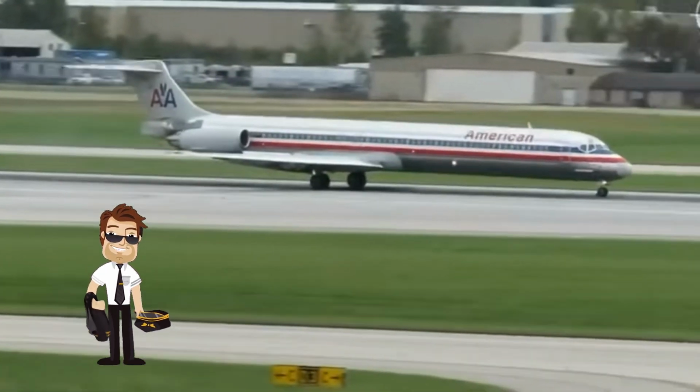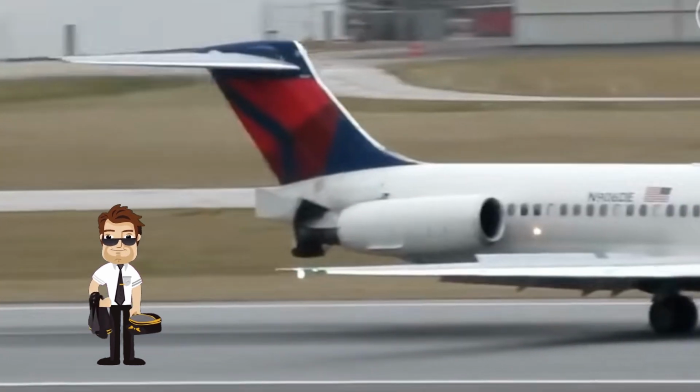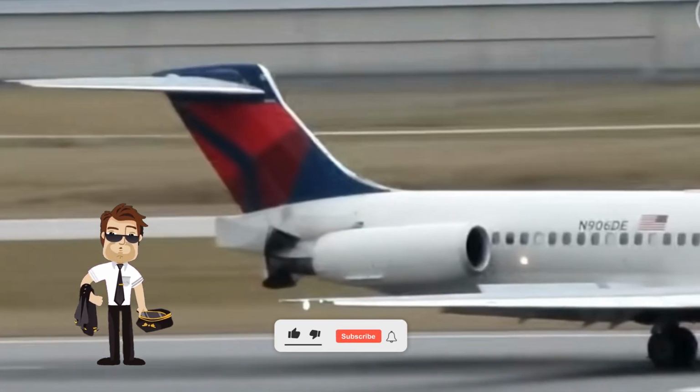Aircraft reversers reduce landing distance by up to 30%. Because they are very important in aircraft. Today, we will learn how they work.